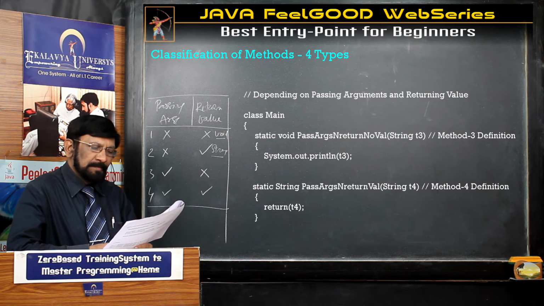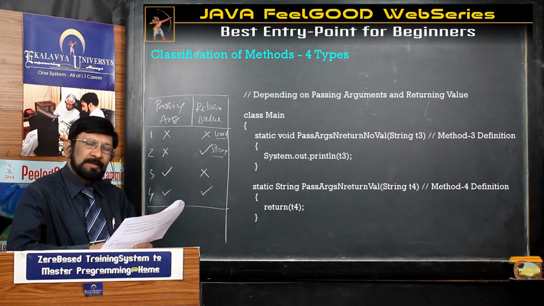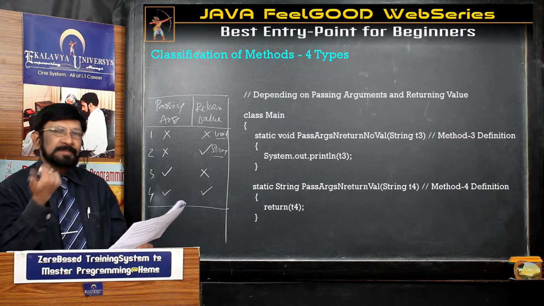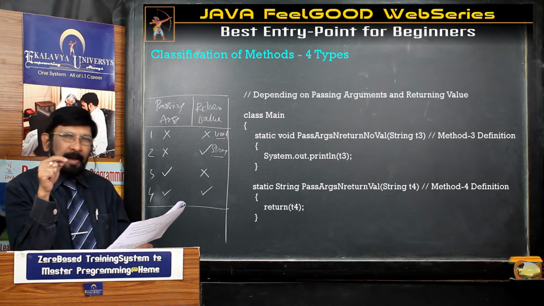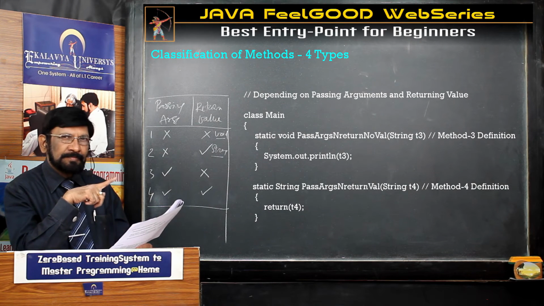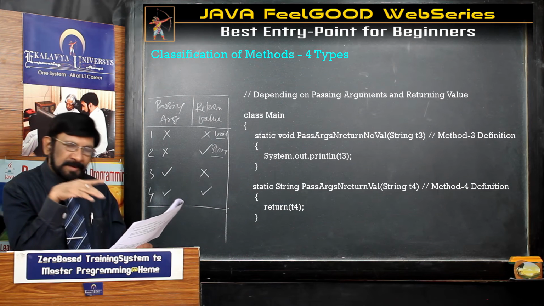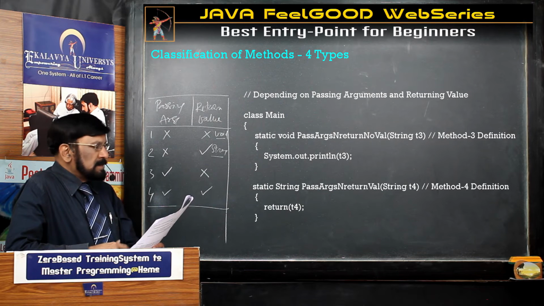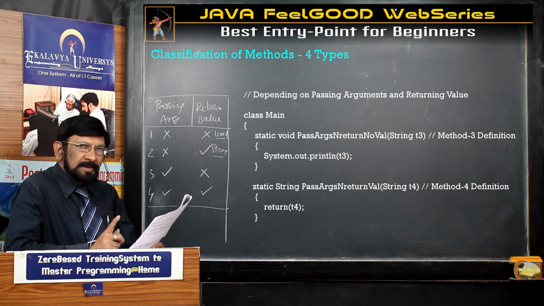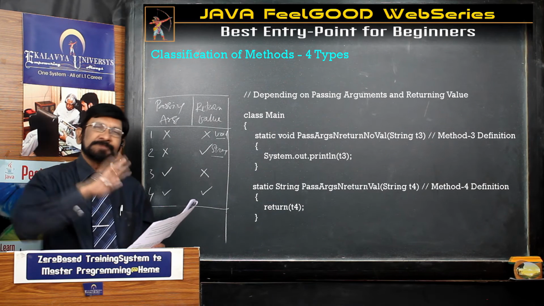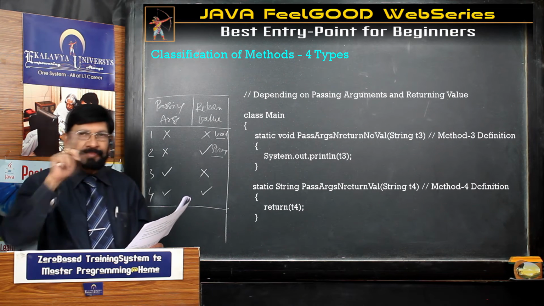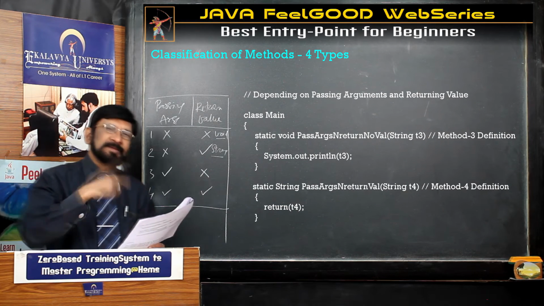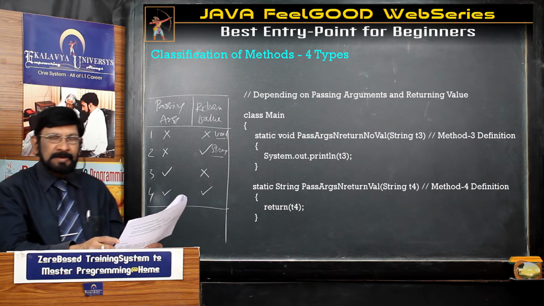Next one. What is the name? Pass argument and return value. It takes arguments and returns a value. What is the proof? A return statement is there, returning a value. And for that purpose, instead of void, you have written String. It is returning a string. So you see the code, and by that you understand. The third, that is the first method, takes String S3 and just displays, not returning. Displaying is different, returning is different. The next one, S4, it is taking and simply returning. That is the difference between them.